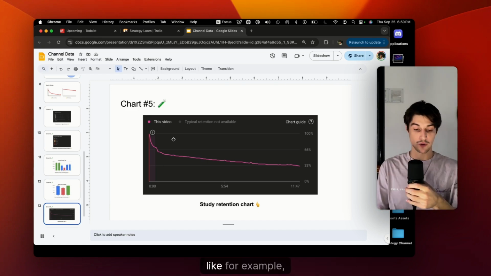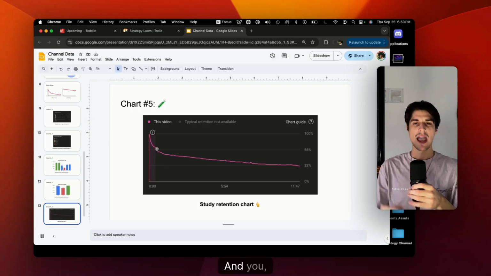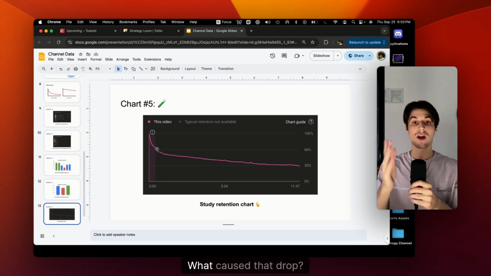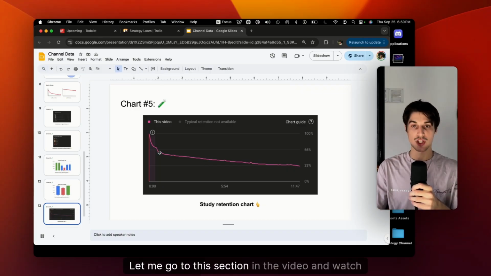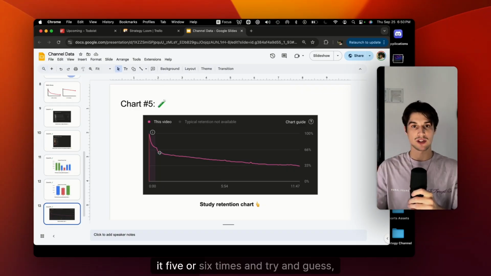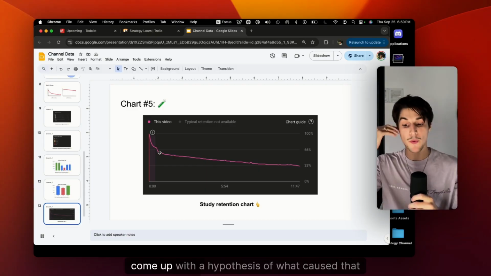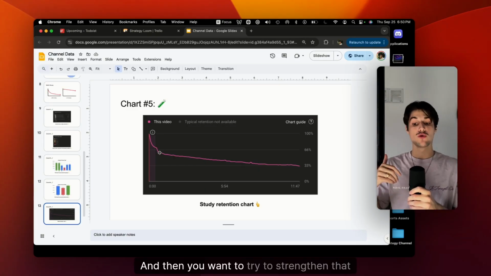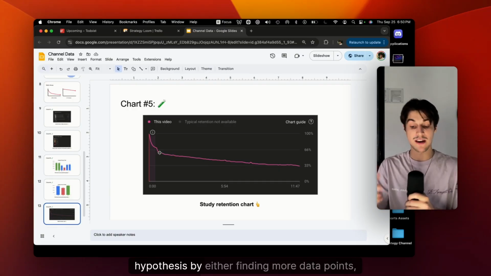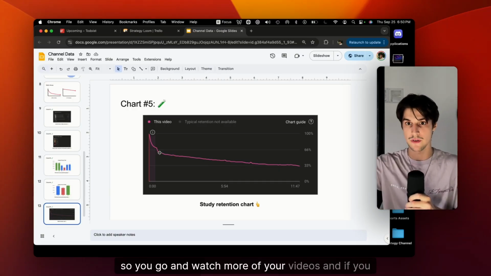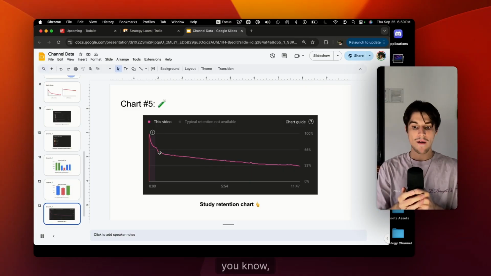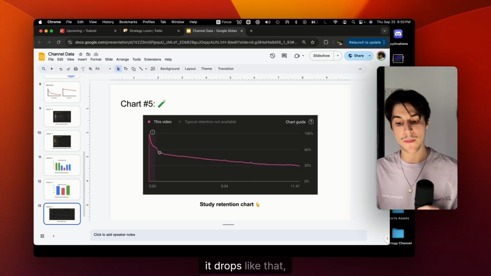You see a drop, like for example, this little drop right after the intro, and you apply the scientific method, right? So you go, what caused that drop? Let me go to this section in the video and watch it 5 or 6 times and try to come up with a hypothesis of what caused that drop. And then you want to try to strengthen that hypothesis by finding more data points, so you go and watch more of your videos, and if you notice that same pattern, you're like, oh, every time I ask people to subscribe, it drops like that, right?